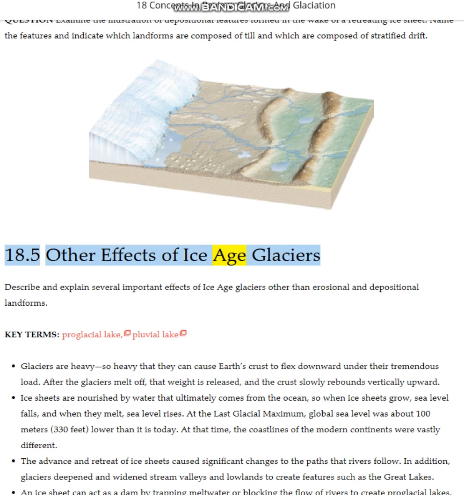18.5 Other effects of Ice Age glaciers. Describe and explain several important effects of Ice Age glaciers other than erosional and depositional landforms. Key terms: proglacial lake, pluvial lake.